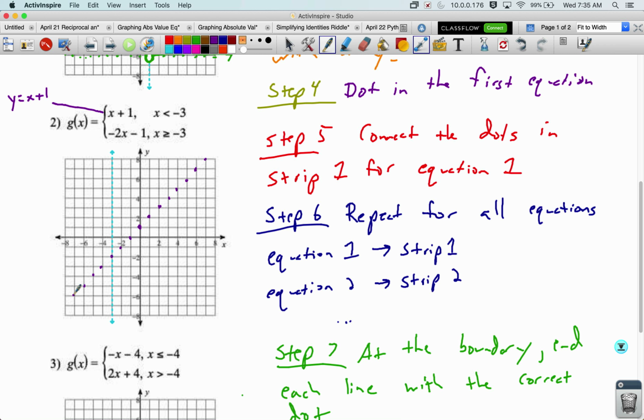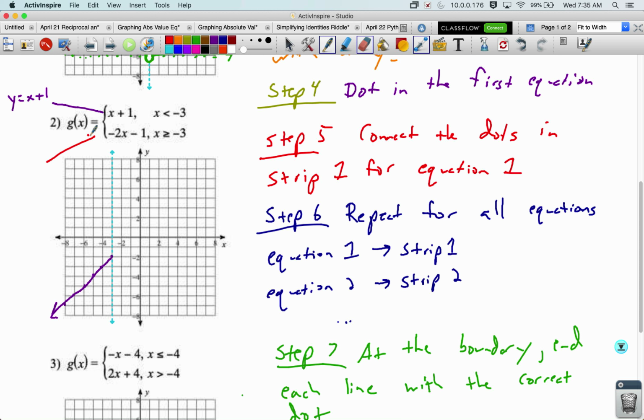But that was equation 1, so I only keep the dots that are in strip number 1. And we always number them left to right, 1, 2, 3, 4. All right, and these dots over here, they actually go away. We can actually erase them. We only wanted that line segment, or it's actually a ray because it's got an arrow on one side. We only wanted that ray right there. All right, on to the next one.